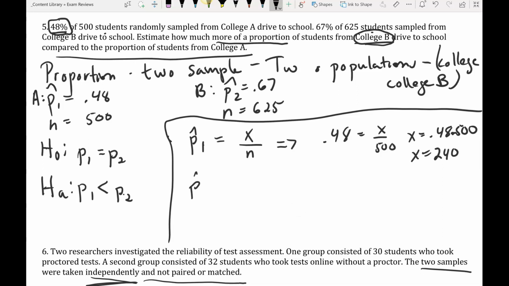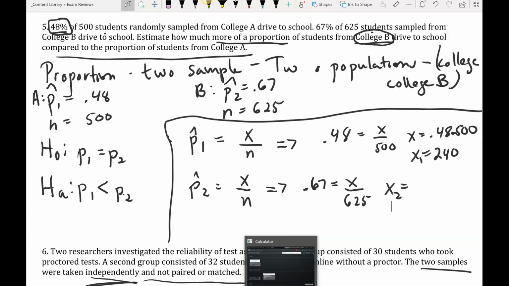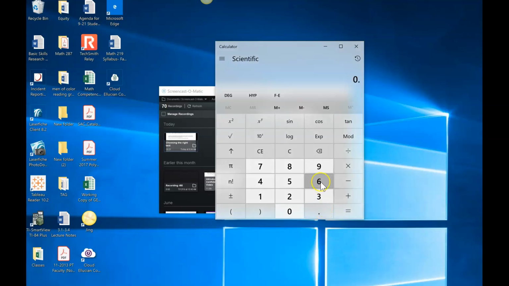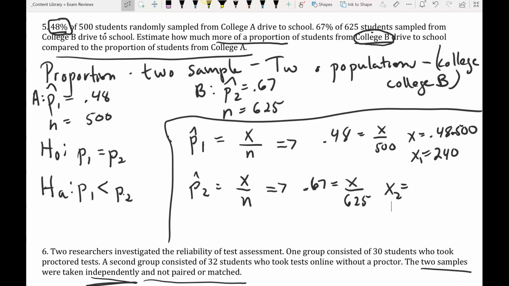Then I have p hat 2, which is my second grouping, and that's going to be x over n. That means 0.67 is equal to x, the number of successes, over 625. This is going to give us an estimate. So my x2 is going to equal 0.67 times 625, which is 418.75. Just call it 419, so we'll round up to 419. x2 is 419.